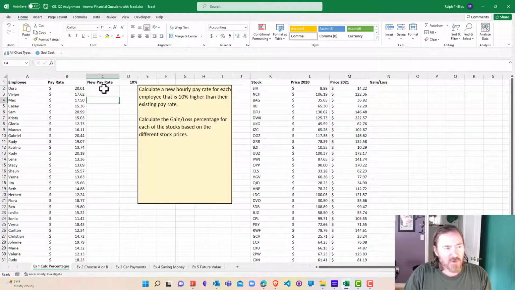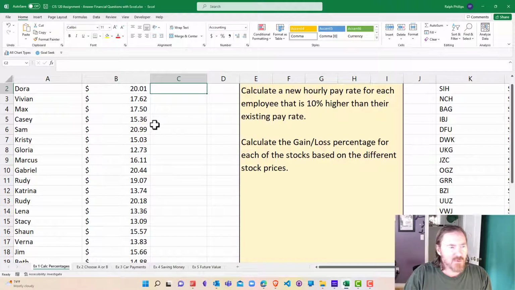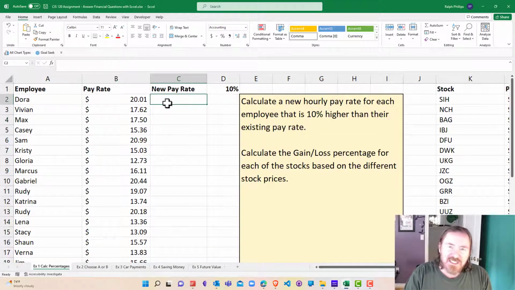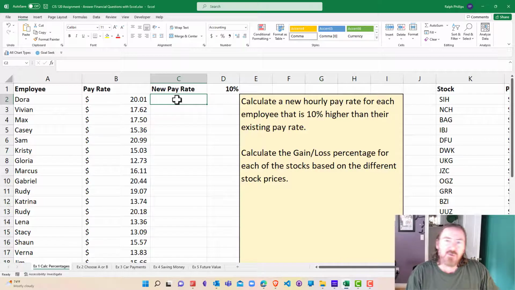So I want to write a formula here in C2, and let me zoom in a bit on this. I want to write a formula in C2 that's going to show that 10% increase over what's in B2. And for all of this kind of stuff, we want to write our formulas in a good proper way so that we only have to write it one time, and then we can just autofill it or copy and paste it down to those other cells.